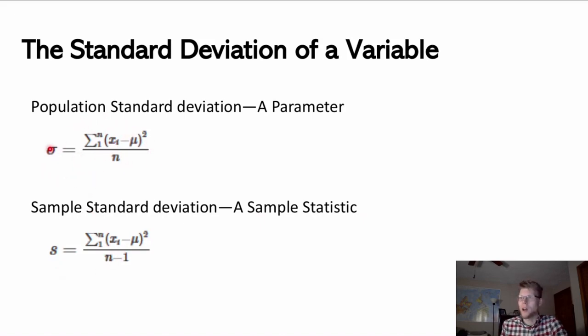The parameter is a constant, it is a singular value. A sample statistic is going to depend on the sample and it's going to be different for each sample that we might take from the population.